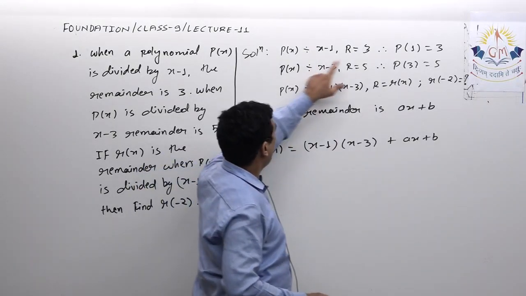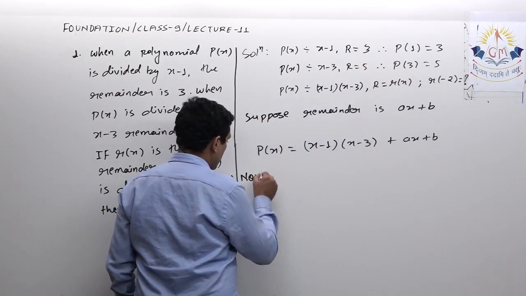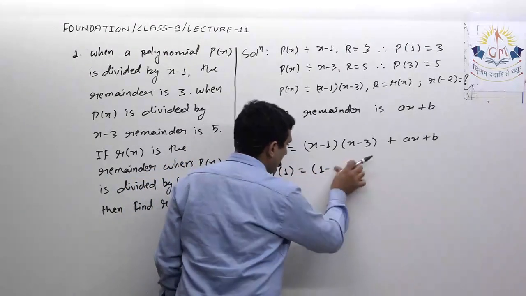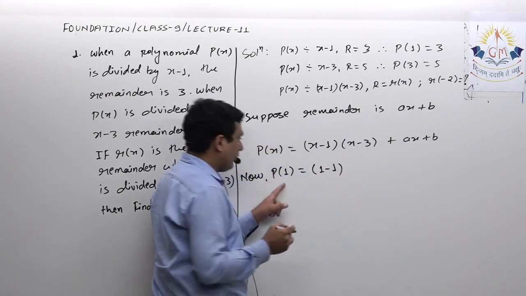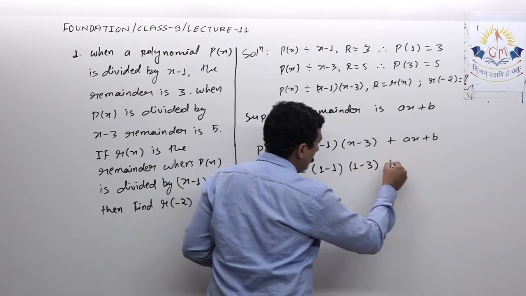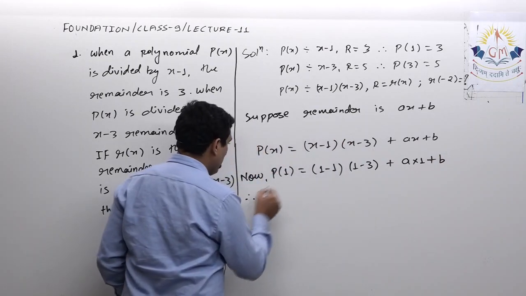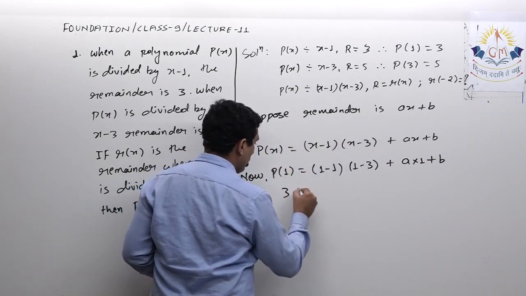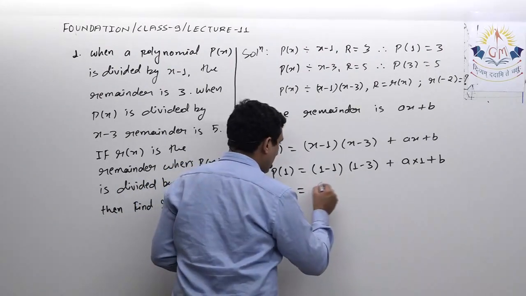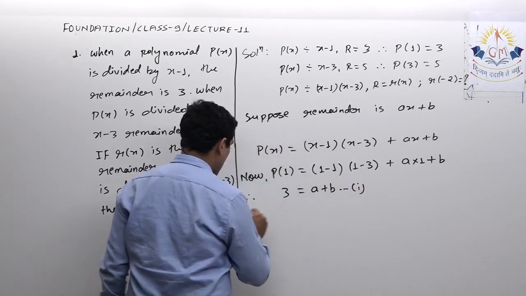Now I have the value of p(1) and I have the value of p(3). So for p(1), I put x equal to 1: (1 minus 1)(1 minus 3) plus a into 1 plus b. Now p(1) is 3, and 1 minus 1 is 0, and 0 into anything is 0. So actually I have 3 = a + b. Let this be my equation number 1.